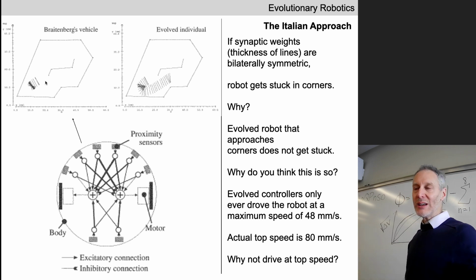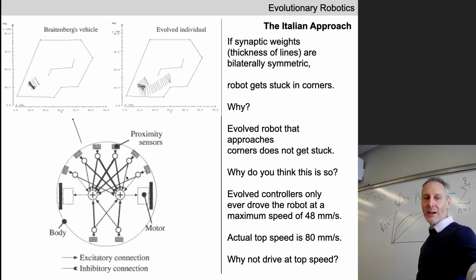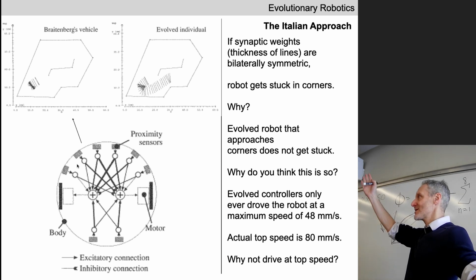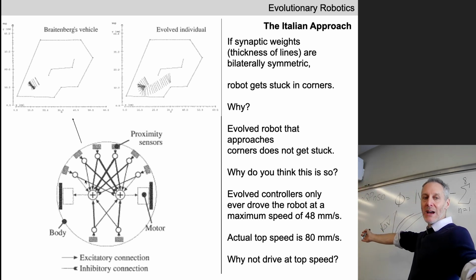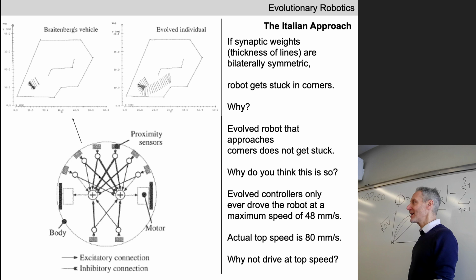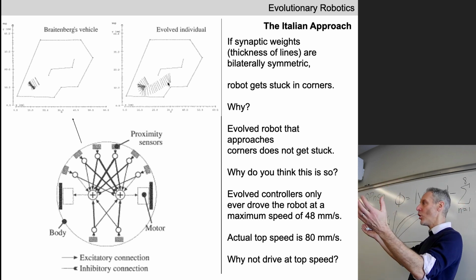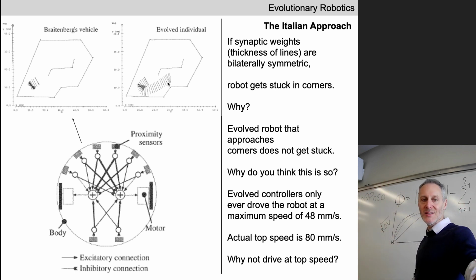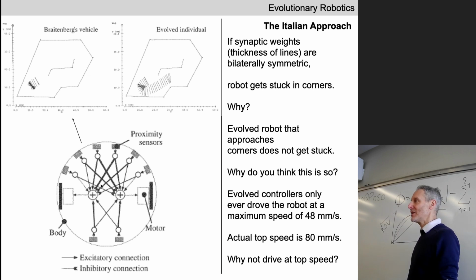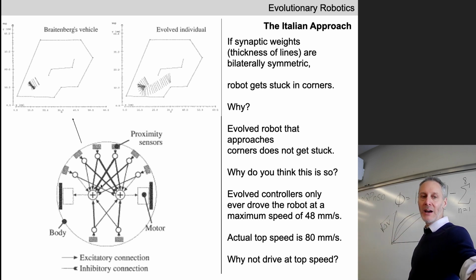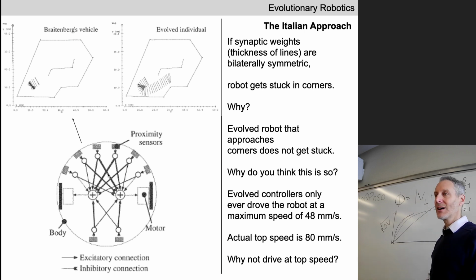The Braitenberg vehicle, or a bilaterally symmetric set of synaptic weights, bilateral meaning the left side is the same as the right side and vice versa, is non-optimal. It's actually not the right thing to do. When they cracked this evolved controller open and looked at all the synaptic weights, it was not symmetric. There was some weird patterning of synaptic weights, and it was not bilaterally symmetric. Kind of interesting.